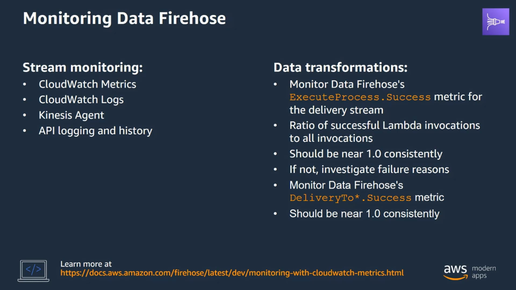To monitor data transformations, watch an alarm on the ExecuteProcessing.Success metric for the delivery stream. Check the ratio of successful Lambda functions to all Lambda functions. This should be nearly 100% constantly, and if it's not, check the Lambda function's logs to investigate further. And watch an alarm on the DeliveryToS3.Success metric. Similarly, these should also be nearly 100% all of the time.